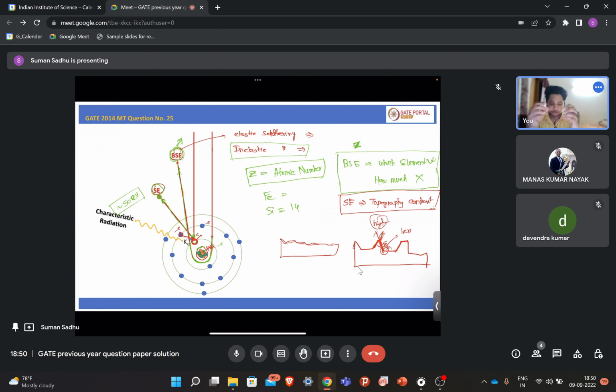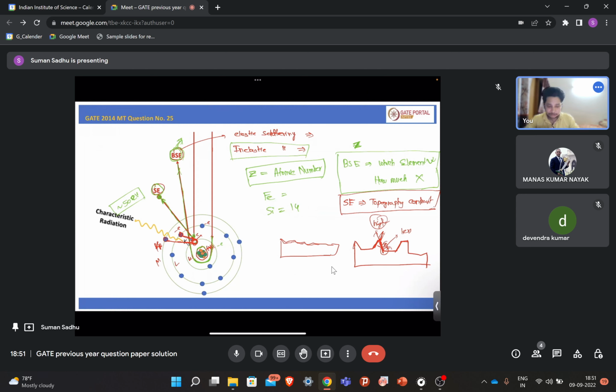Similarly, let's say this is K, this is L, this is M. If an electron jumps from the L shell, then this is K alpha. If an electron jumps from the M shell, this is K beta, like this. If K shell ionization occurs, then it is K characteristic radiation. If the electron jumps from L, it is K alpha. If the electron jumps from the M shell, this is K beta.